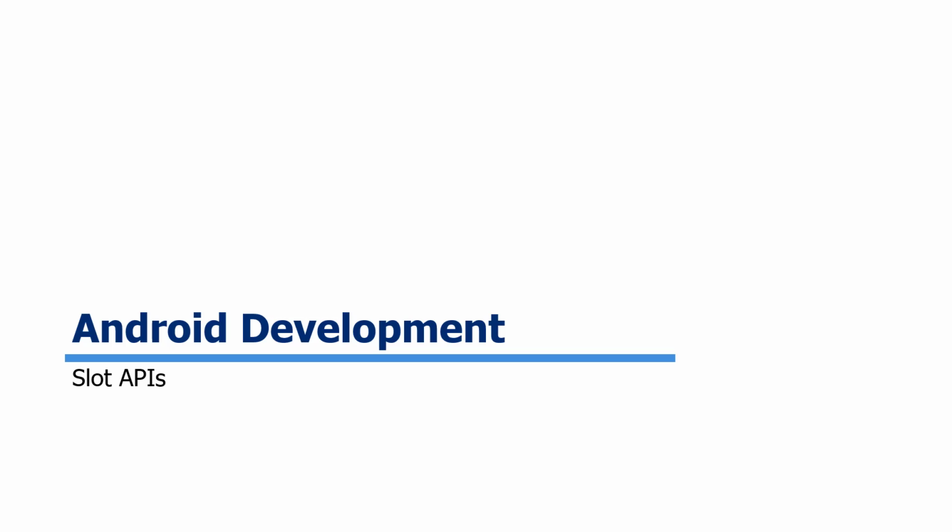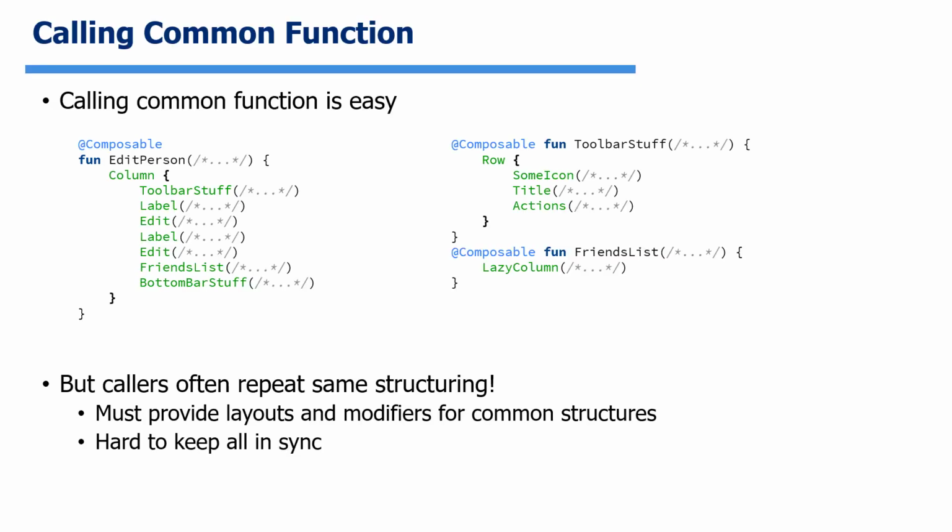Let's talk about slot APIs inside Jetpack Compose. Throughout the years, we've used functional decomposition to help break down functions, making them easier to understand and have reusable chunks. Think about way back at the beginning of time.